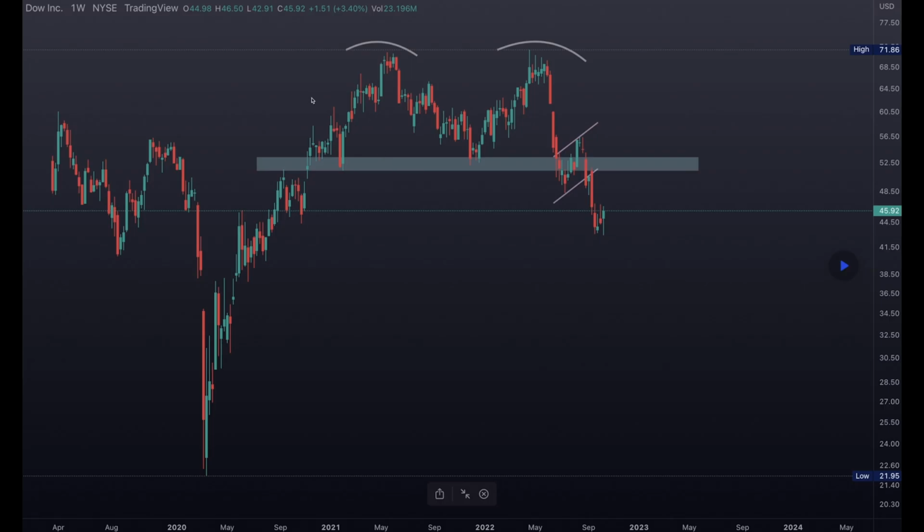This was a double top on the Dow. Top, came down, retested, went back up, another top, and then it broke down.